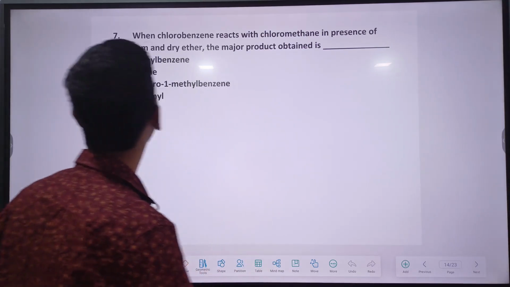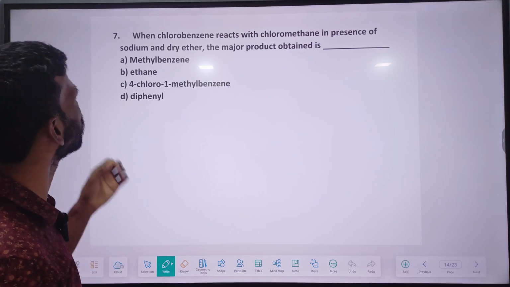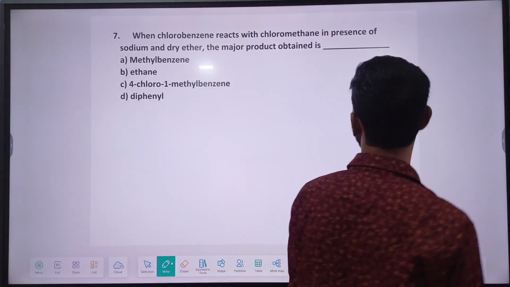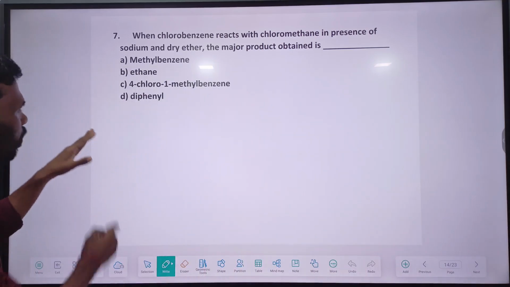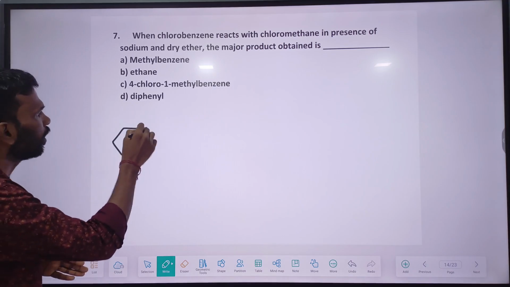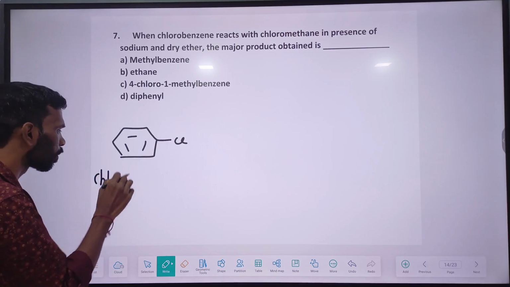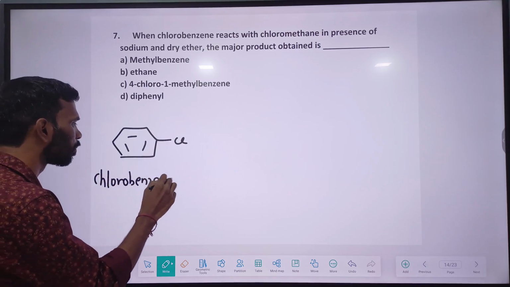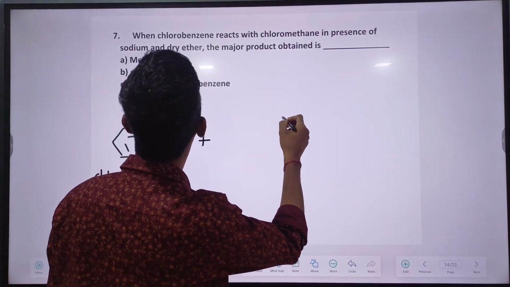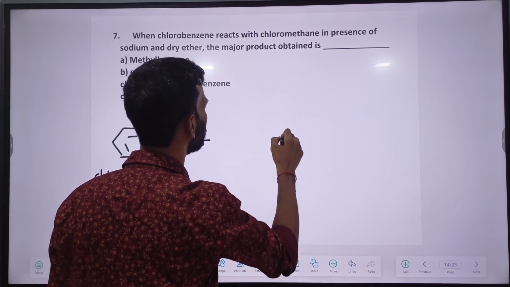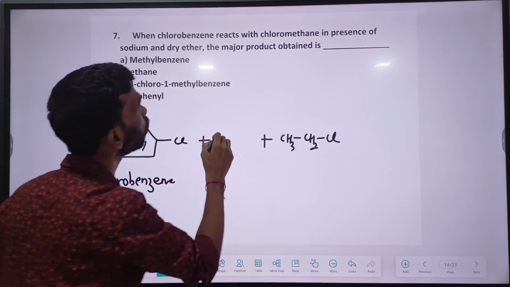Okay, next. When chlorobenzene reacts with chloroethane in the presence of sodium and dry ether, what is the major product obtained? Now, this is not the direct reaction which is given. You have to know. Basically the reaction is talking about this. When chlorobenzene, this is your chlorobenzene, reacts with what? Chloroethane, means CH3CH2Cl, in the presence of what?